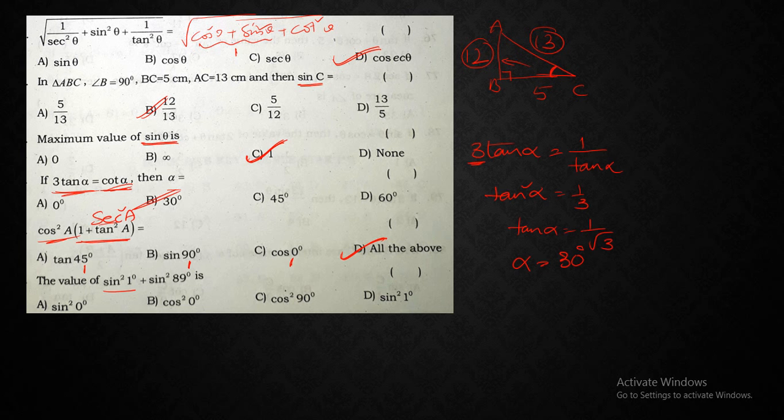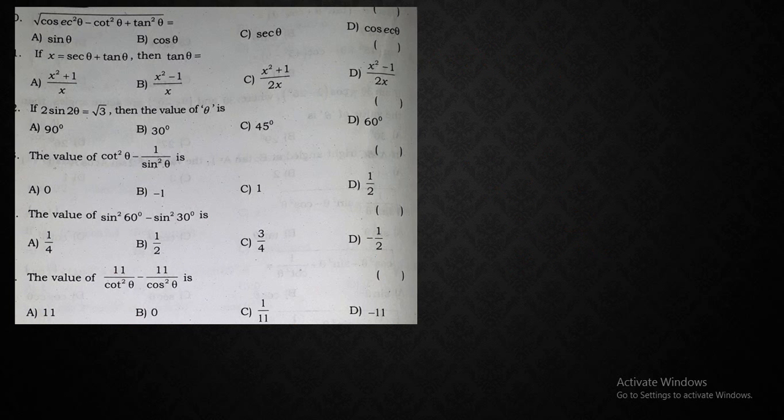Next, here sin square plus sin square. So here 89 plus 1 is 90. So clearly it is an identity, right? So sin square theta plus cos square theta is equal to 1. So sin square 89 I can write as cos square 1. So answer is 1. Now what is the value of sin 0? So sin 0 is 0. Next, cos 0 is 1, cos 90 is 0, sin 1 degree is nearly 0. So which is satisfying the answer? So that is the option. Next, moving on to one more question.